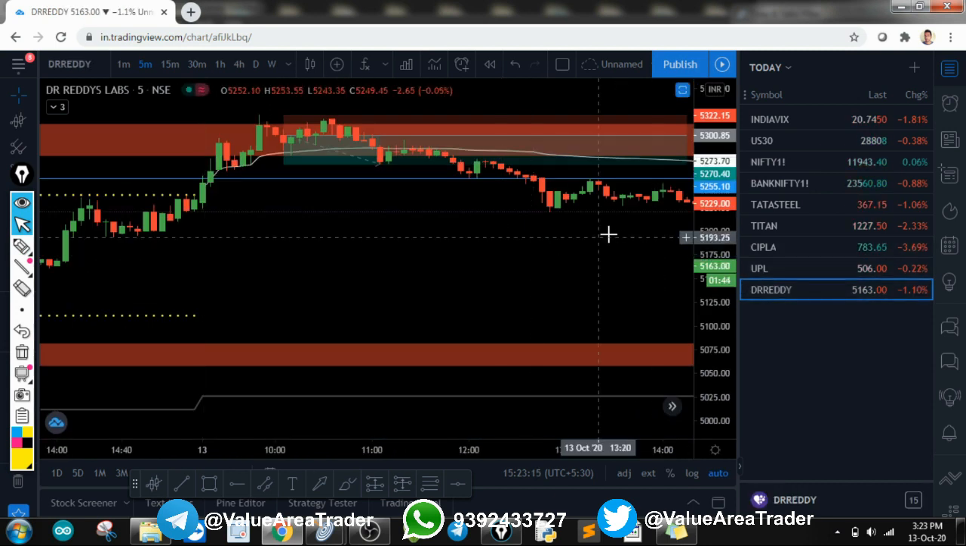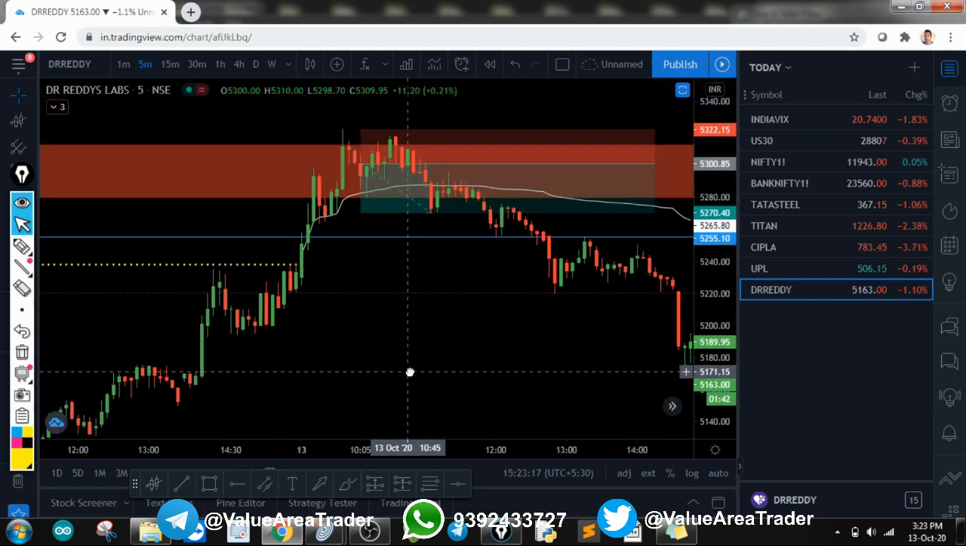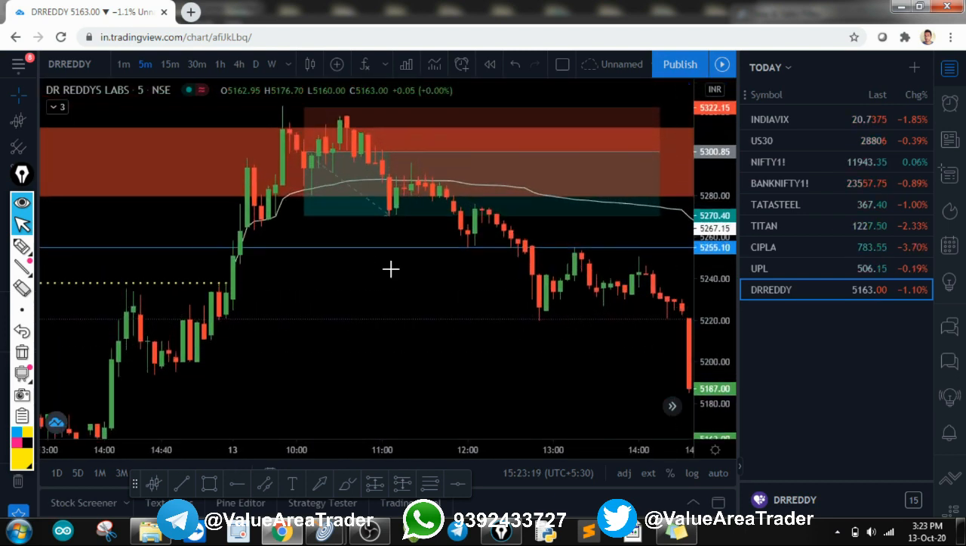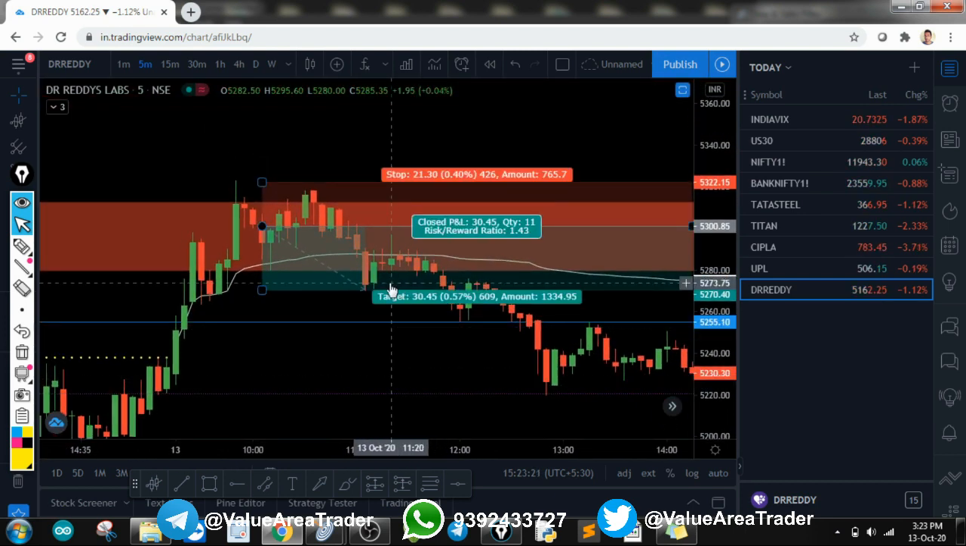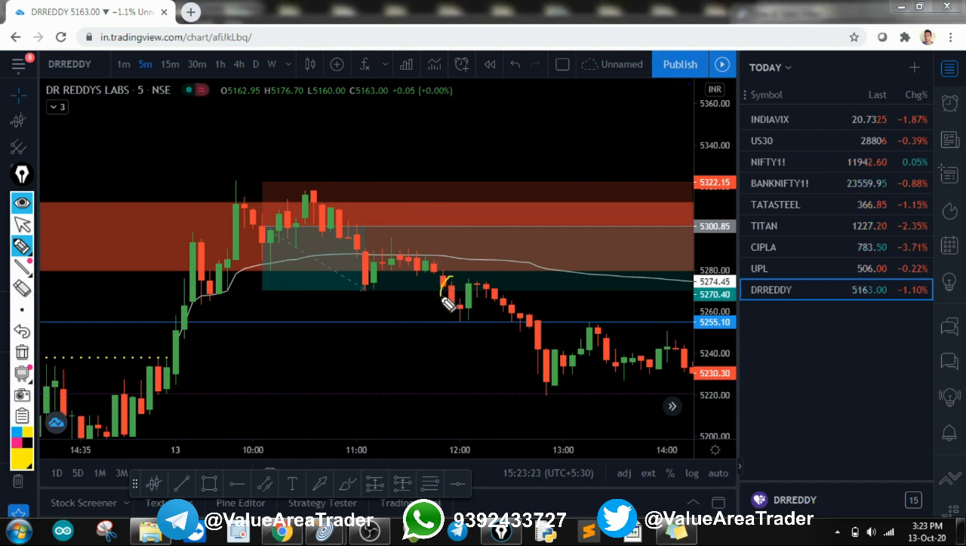And then we took a trade for Dr. Reddy, I think, which was a very bad trade, but still we got our target. I think I booked it somewhere here. I didn't see this candle. I got an alert when this candle was there, so I think I exited here. So it was a profit. It almost went to our stop loss. I think our stop loss was at 5322, if you remember, in the morning. So it almost hit the stop loss and then went back. So actually it was a bad trade.